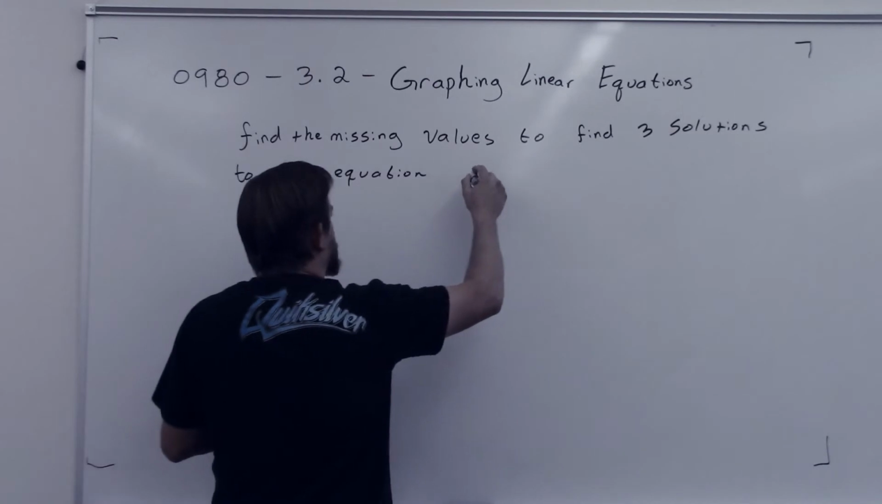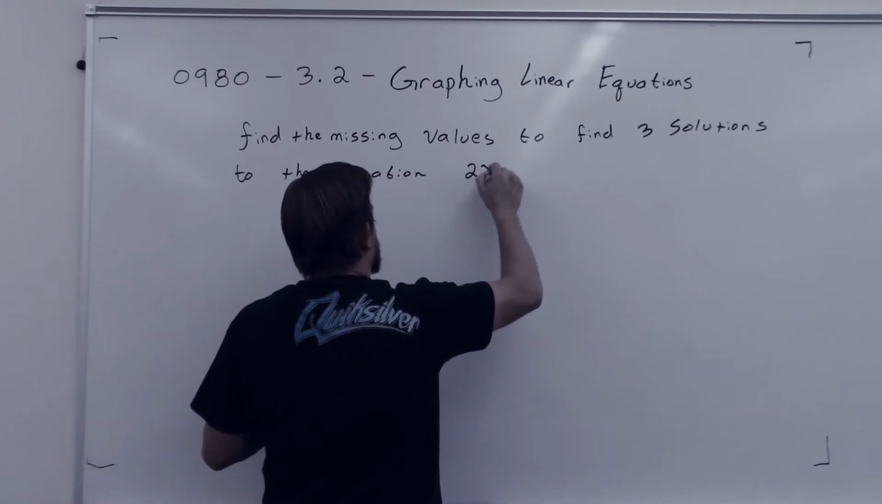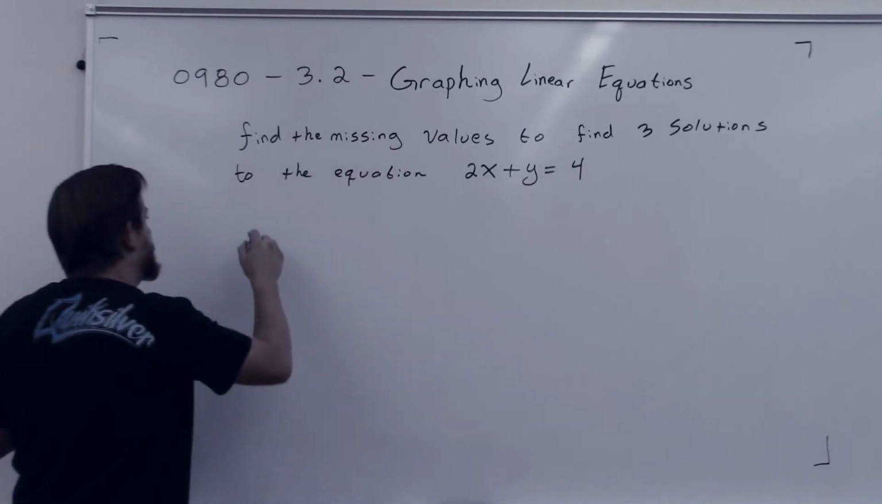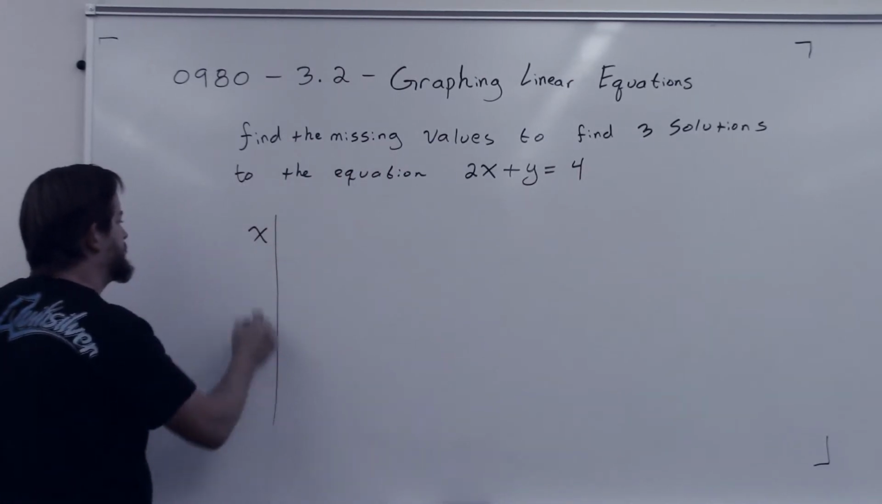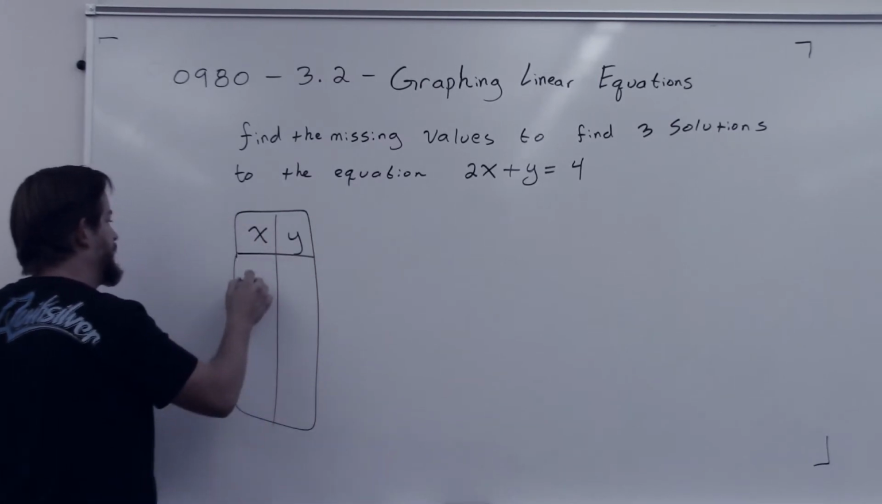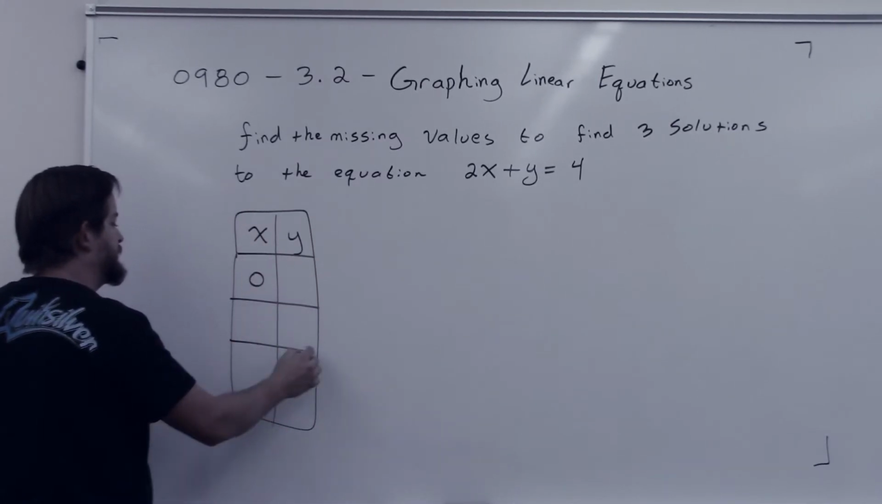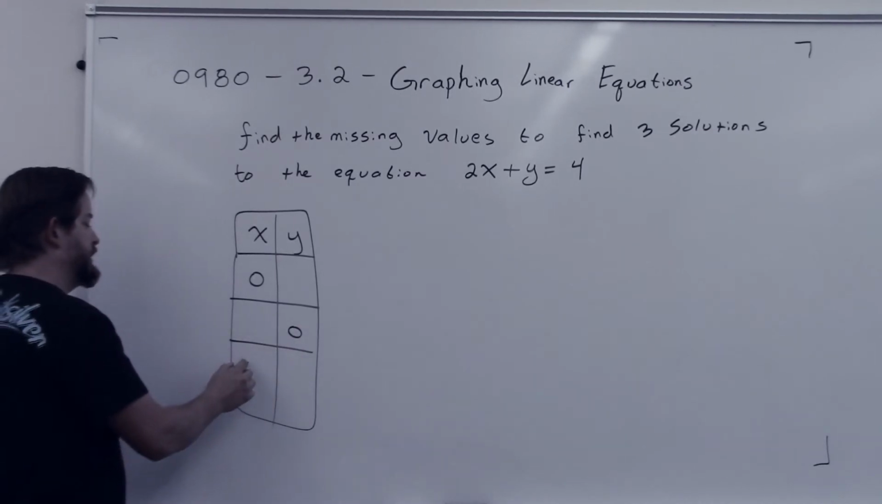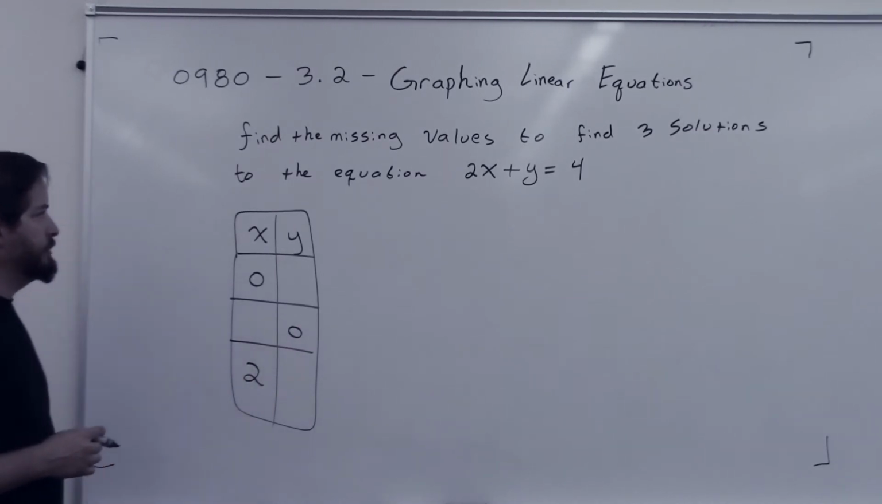Let's say I have the equation 2x plus y equals 4. And again, those zeros are very nice. It's going to be the whole point of the next section to use those zeros as much as you can. So 0 for x, 0 for y, and then figure something out. You know, plug in maybe a 2 for x and see what happens.